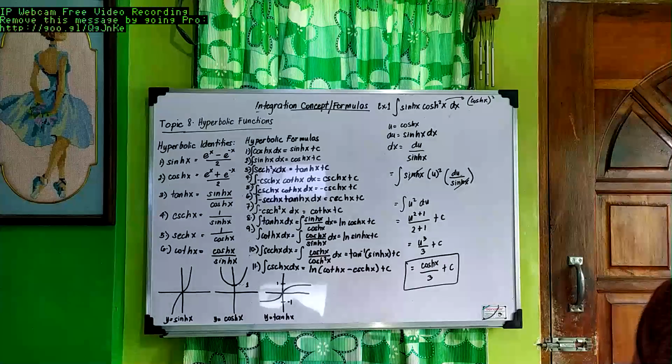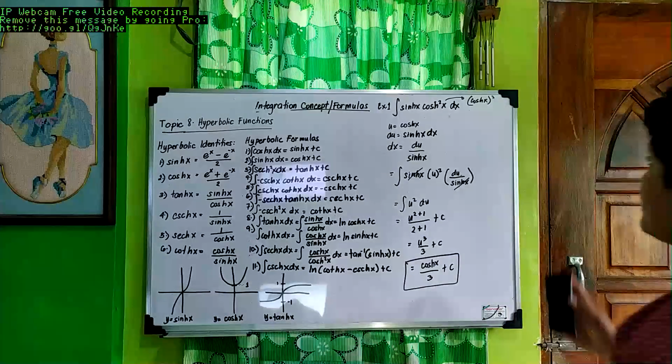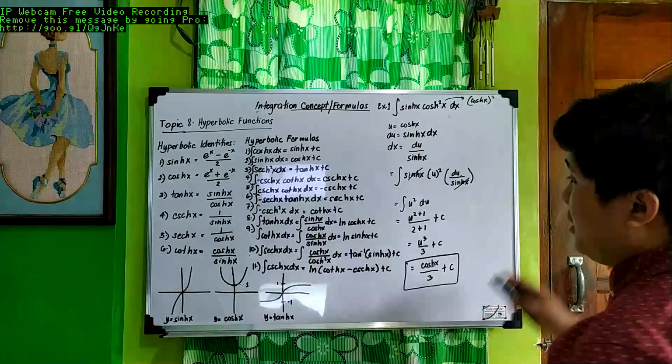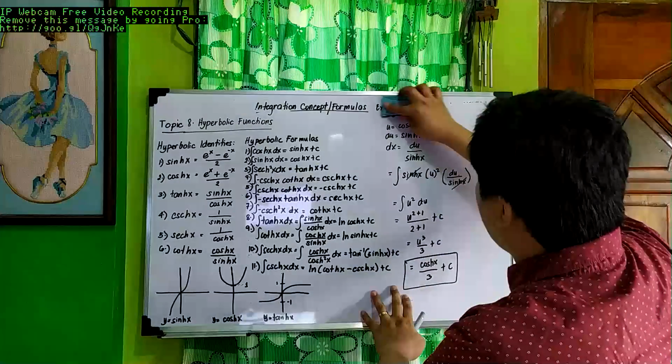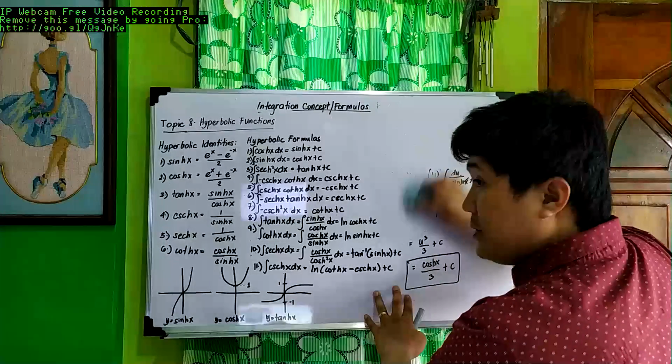Okay. So let's try some more examples. Let me erase again so that you could still check for those identities. Alright? Let me erase this one.